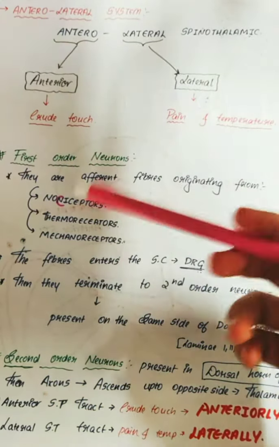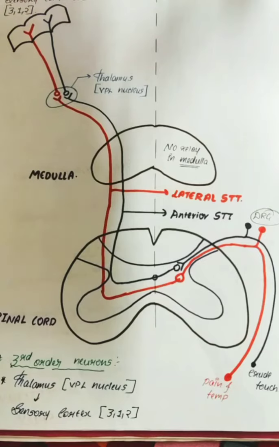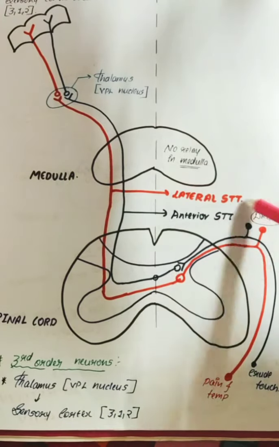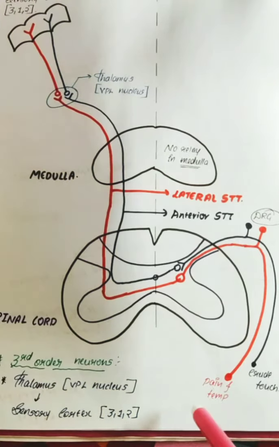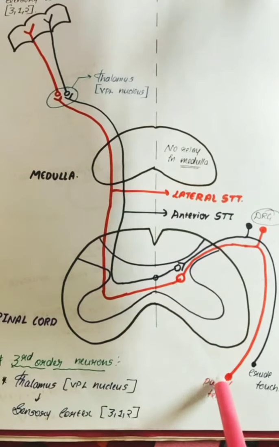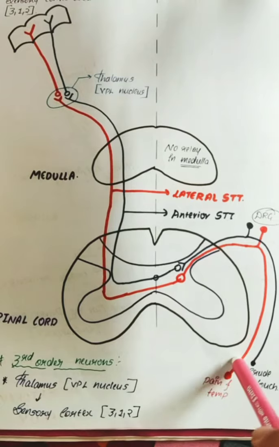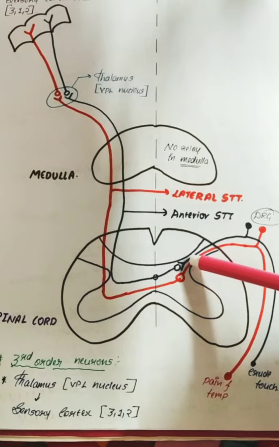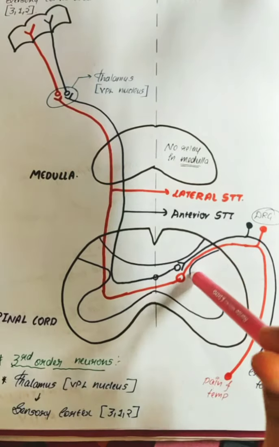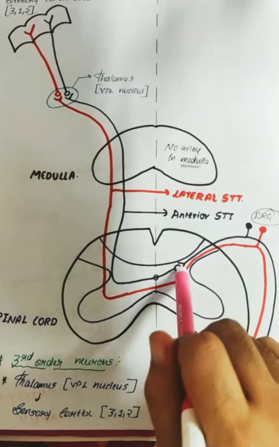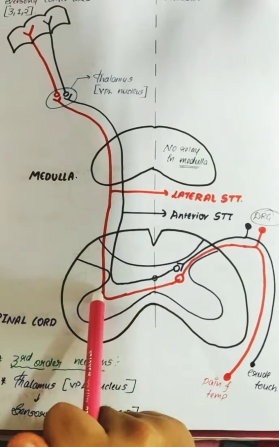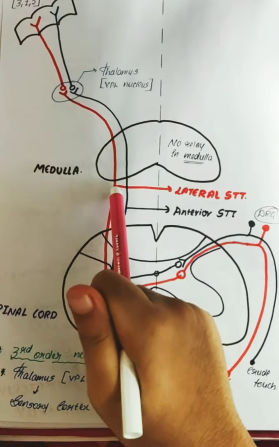So we'll study the anterolateral system with the help of a diagram. So this is the pathway. As you can see, pain and temperature are present laterally. Crude touch is present anteriorly, the anterior spinothalamic tract. First we'll see the lateral spinothalamic tract. It is carrying pain and temperature sensation, ascends up, passes through the dorsal root ganglion, ends in the spinal cord in the dorsal horn. From the dorsal horn, it will pass to the opposite side. Then it ascends up. This is the lateral spinothalamic tract.